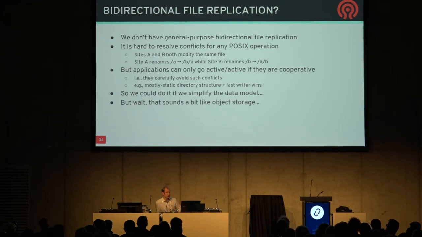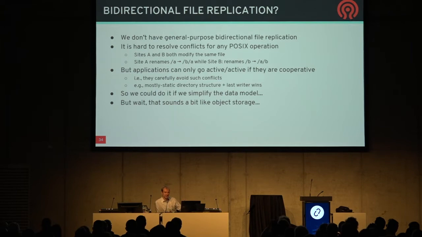So can we achieve this bidirectional file replication? We don't have it today, obviously, in CephFS. We don't have a general purpose solution here. The reason is that it's hard to resolve conflicts for any POSIX operation. For example, if you have an application at both sites that modifies the same file in different ways, which version wins? How do you resolve that conflict? Maybe one overwrites data, another one truncates the size. Can you combine those two effects? Or are they orthogonal, or are they not? So it's hard to make a general purpose file solution that just works in all scenarios.